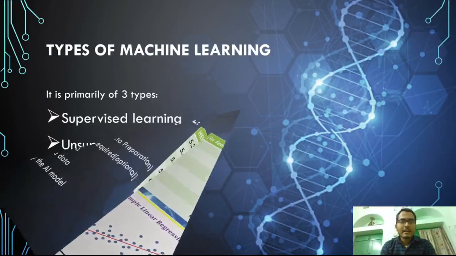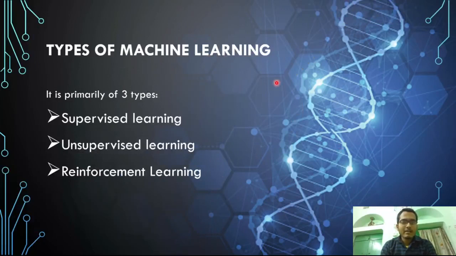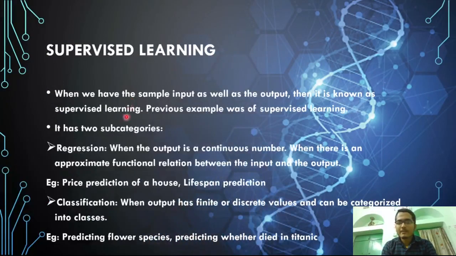Now the types of machine learning are supervised, unsupervised, and reinforcement learning. So we'll see each of these. Supervised learning: when we have the sample input as well as the output, it is known as supervised learning. The previous example was of supervised learning.